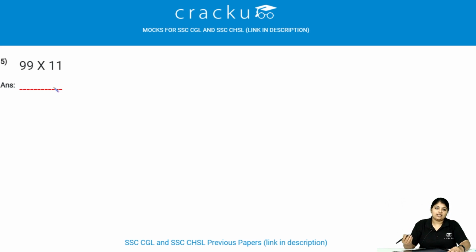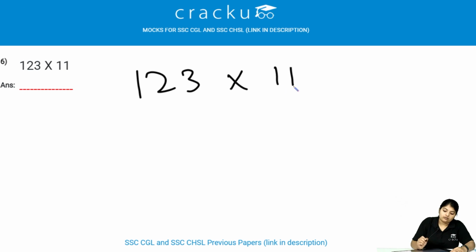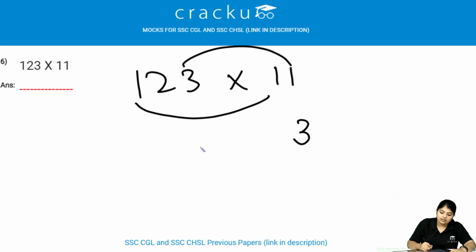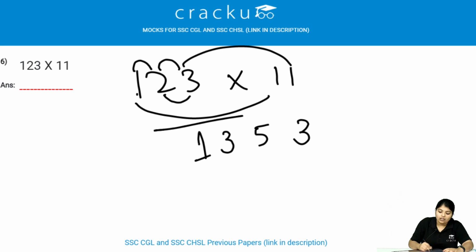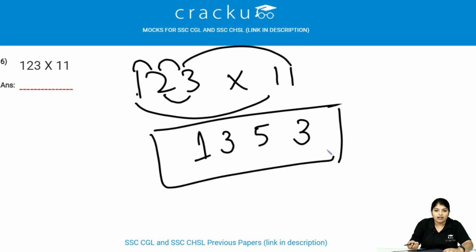Now I am going to tell you the 3-digit number trick. That is 123 into 11. Let us see how to solve this. 3 ones is 3, write it in the units place as we did in the previous one, and 1 ones is 1, right at the starting. Now you have to add like this, 1 plus 2 and 2 plus 3. 1 plus 2 is 3 and 2 plus 3 is 5. Therefore, the answer is 1353.